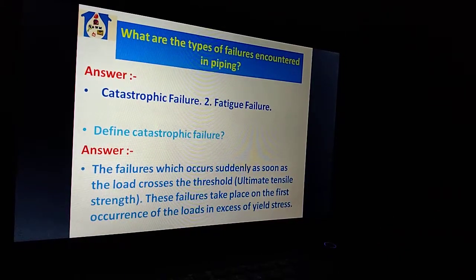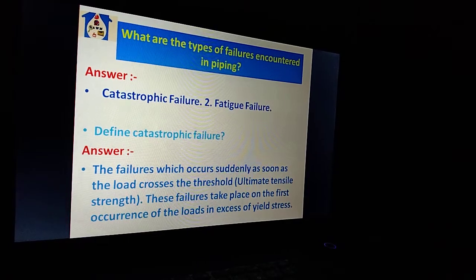What are the types of failure encountered in piping? Answer: First, catastrophic failure. Second, fatigue failure. Then define catastrophic failure. Answer: the failure which occurs suddenly as soon as the load crosses the threshold, ultimate tensile strength. This failure takes place on the first occurrence of a load in excess of the yield stress.